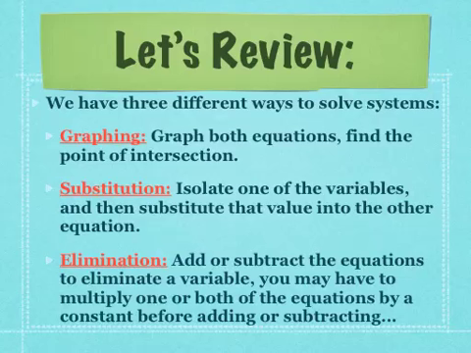The other thing that they have in common is that when they have an infinite number of solutions, you're going to end up with an identity, which means you're going to get 0 equals 0, or 3 equals 3, 7 equals 7, something like that, and that means that any ordered pair that's on one of those lines is going to be on the other line as well. So it would have an infinite number of solutions, or it would be the same line.